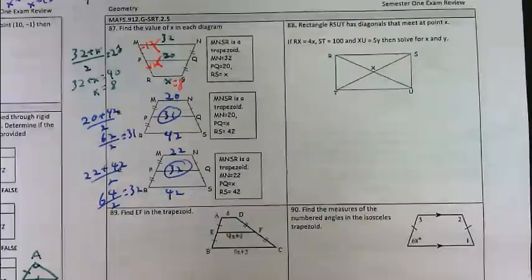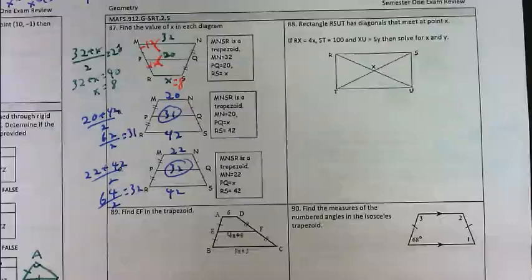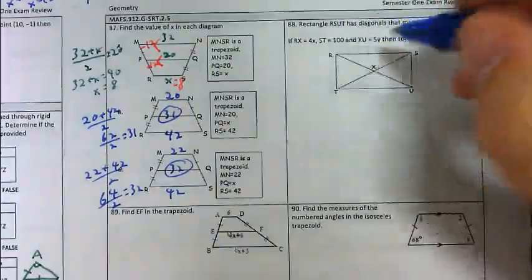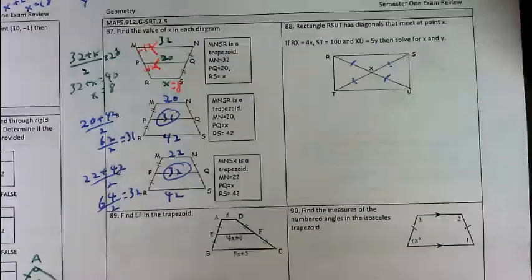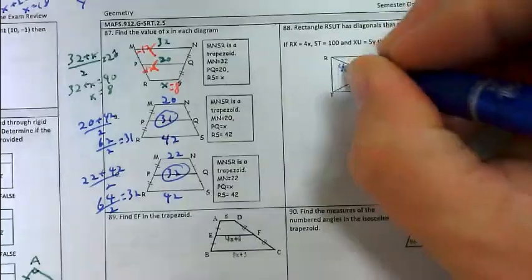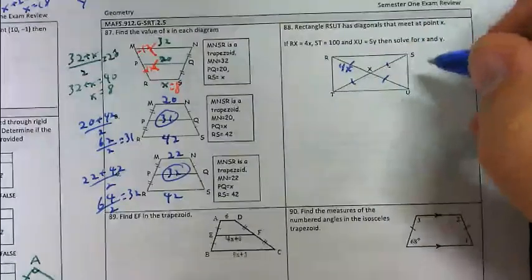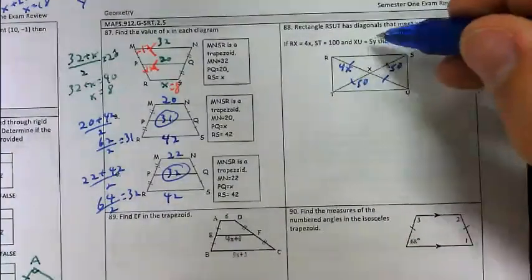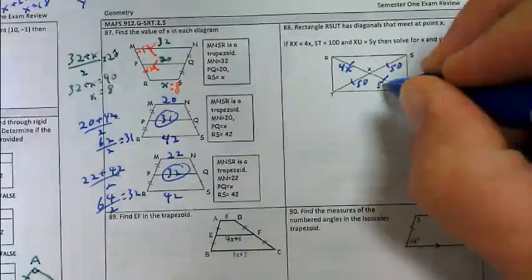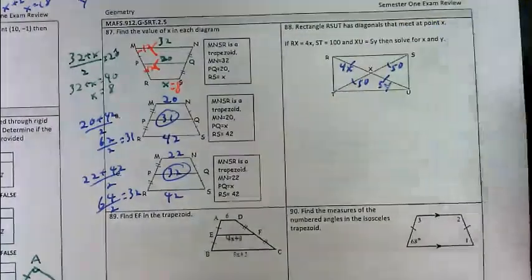On 88. Rectangle RSUT has diagonals that meet at point X. So, things that we should know about these diagonals. They're congruent and bisecting. RX is 4X. ST, this entire length, is 100. So that means each of these would be 50. XU is 5Y. Solve for X and Y.